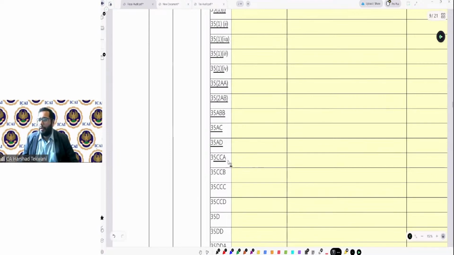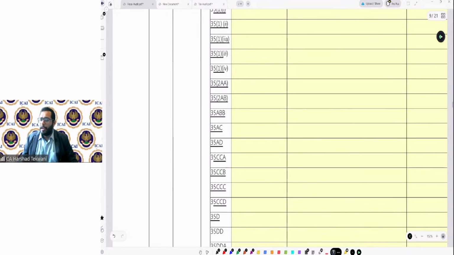35CCA, expenditure by way of payment to an association or institution for carrying out a rural development program. 35CCB, expenditure by way of payment to an association or institute for carrying out conservation of natural resources. 35CCC, expenditure on an agriculture extension project notified by the Board. 35CCD, expenditure incurred by a company on any skill development project notified by the Board.